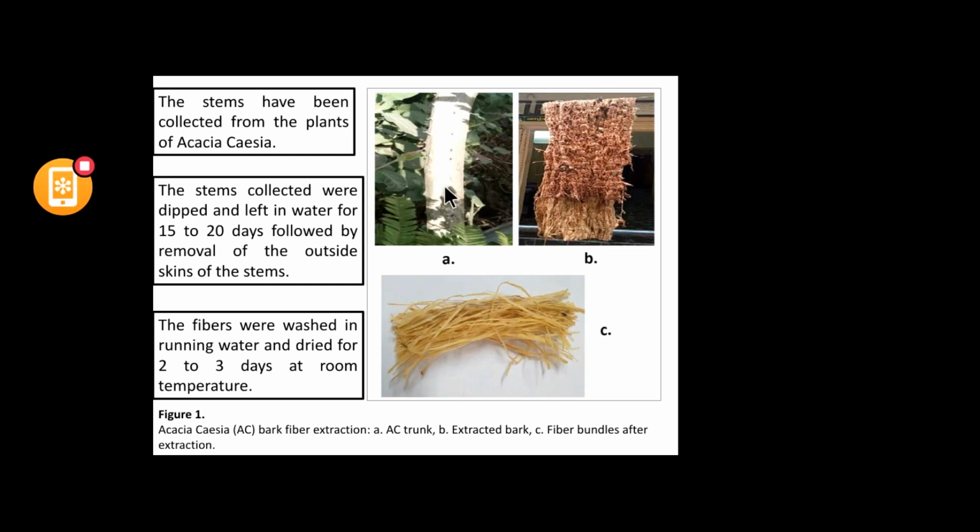This stem is collected, dipped and left in the water for 15 to 20 days, followed by removal of the outside skin of the stem by hammers, and finally the acacia bark fibers are removed. So this is the stem which I chose from the acacia plant. Only this outer skin, the matured skin, the outer area, I extracted from the stem, which I am showing as B.